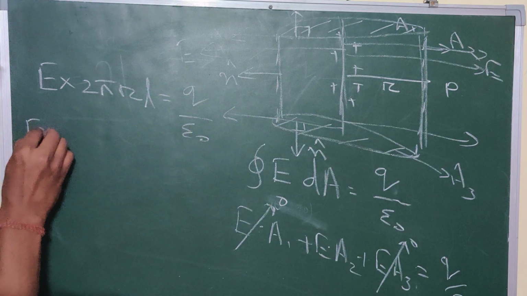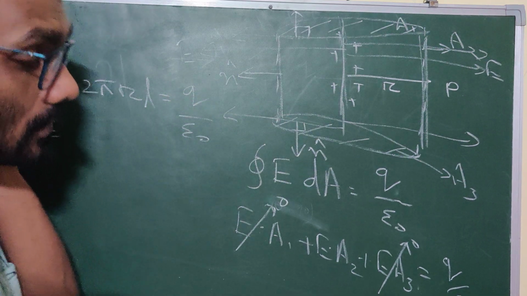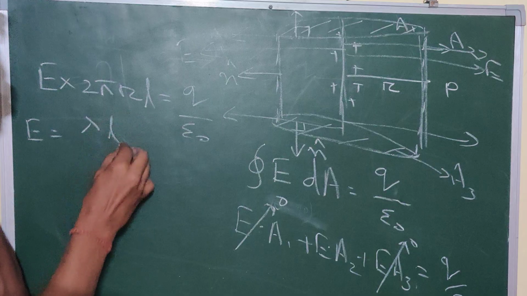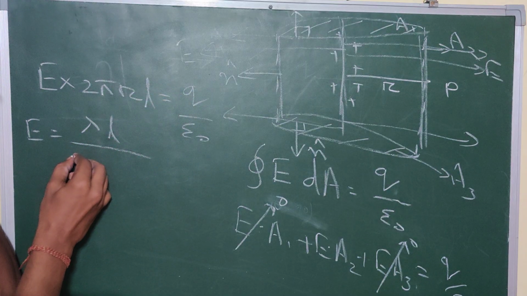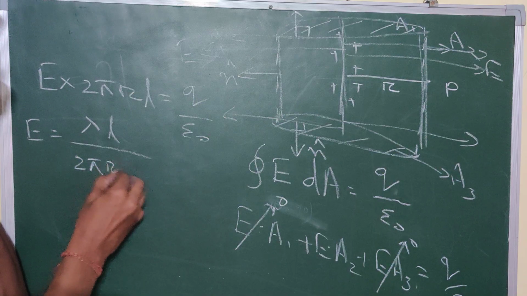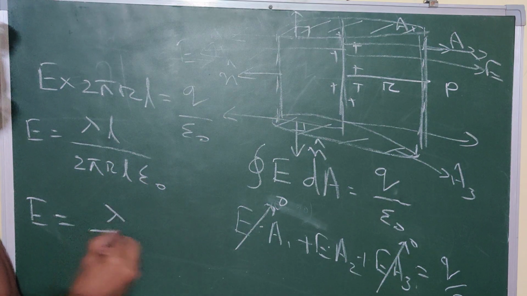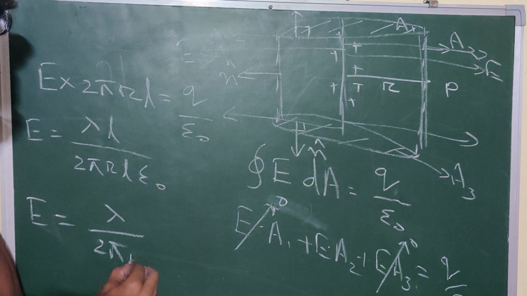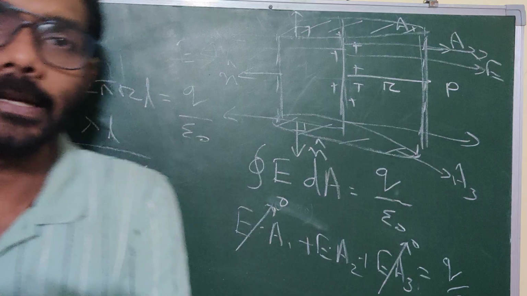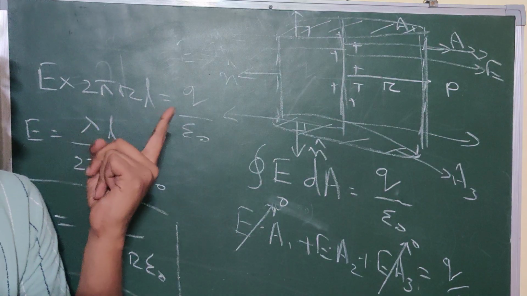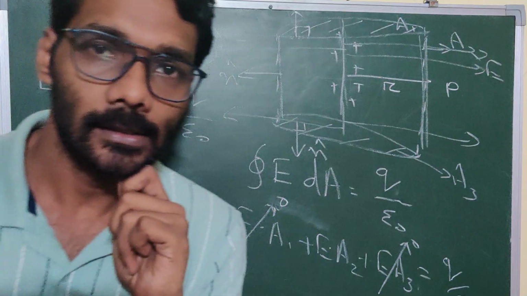That's it. So E is equal to Q, which means lambda L, by 2 pi r L epsilon naught. So E equals lambda by 2 pi r epsilon naught. This is the electric field due to a charged wire, right? Thank you very much.